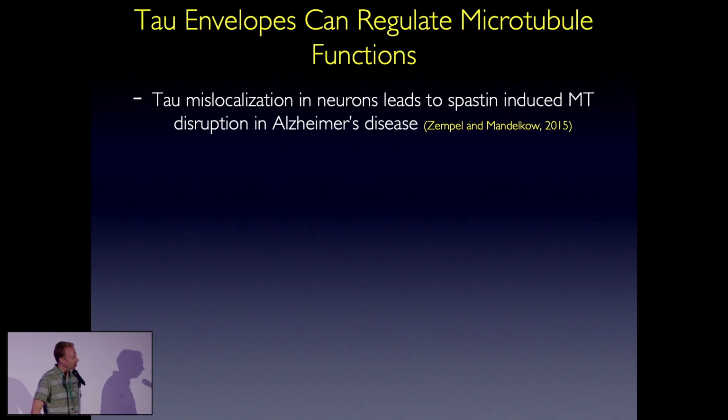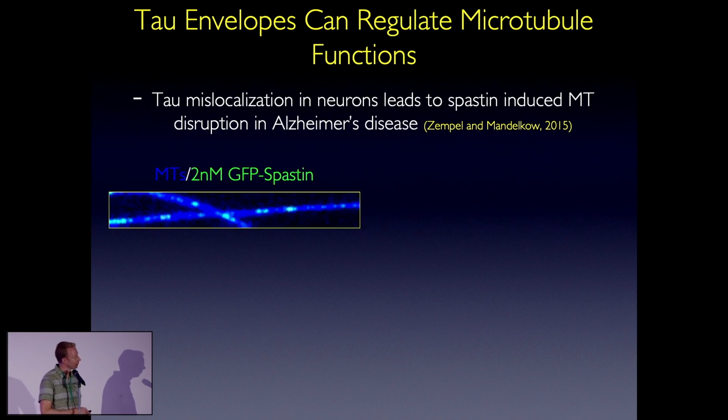So one final thought here about tau function is that tau is known to regulate the function of other microtubule-associated proteins. There are hundreds of proteins that associate with microtubules in cells. One of them is called spastin, which is a microtubule severing or cutting enzyme. What you see here is the microtubules in blue that are covered in spastin in green, but the spastin is not doing a whole lot. It's just binding to the microtubule and diffusing around.